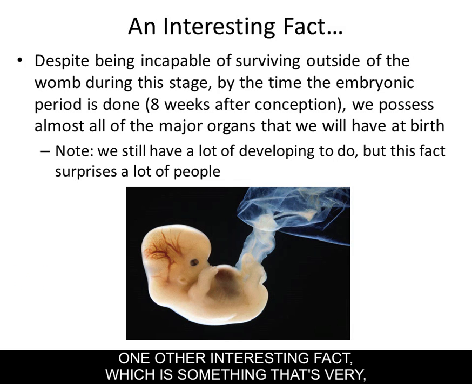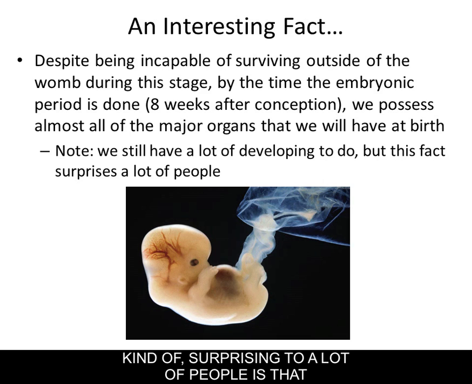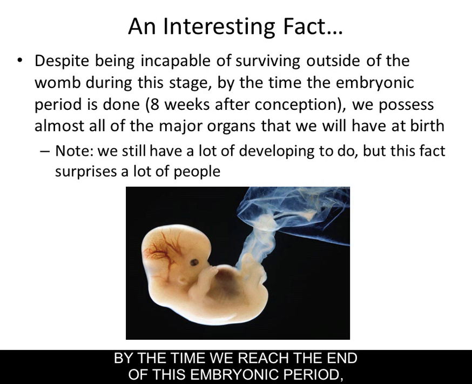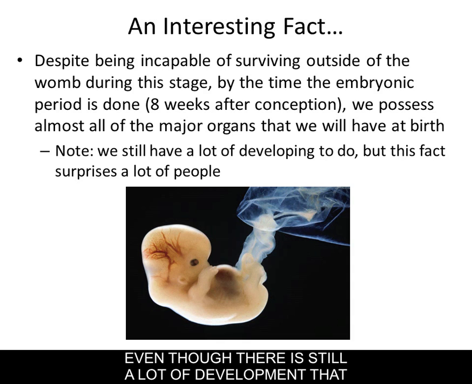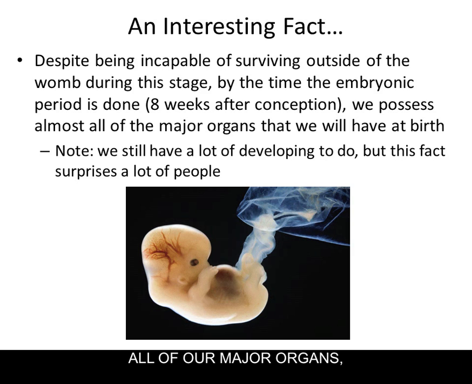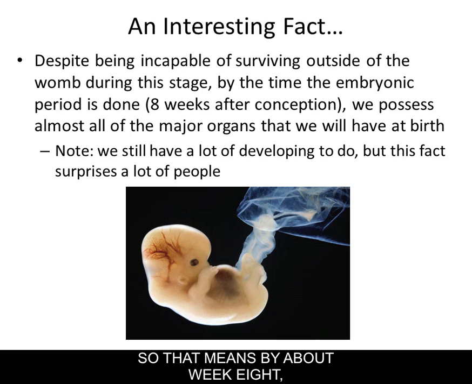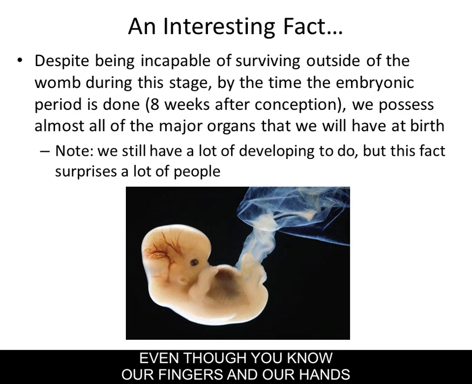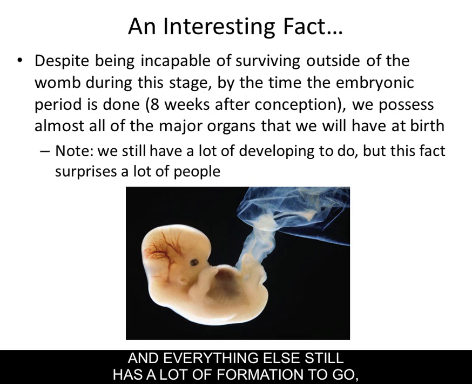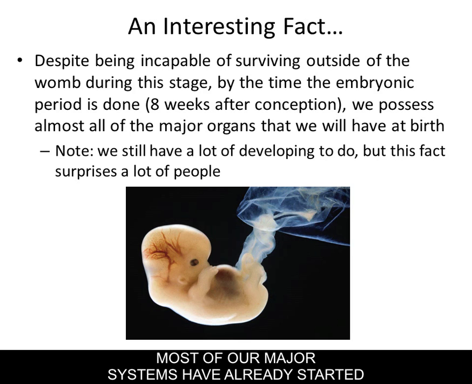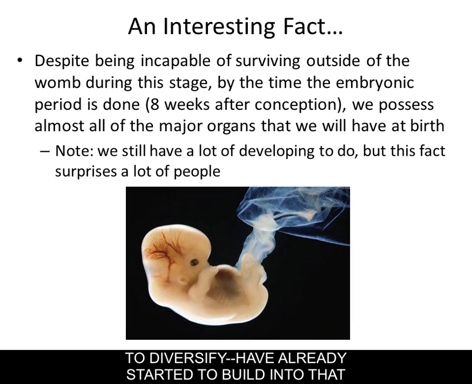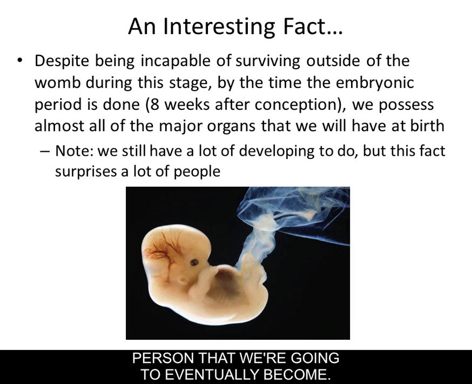One other interesting fact, which is something that's very surprising to a lot of people, is that by the time we reach the end of this embryonic period, even though there's still a lot of development that actually has to take place, all of our major organs, all of our major systems have already started to form. So that means by about week 8, even though our fingers and our hands and everything else still has a lot of formation to go, most of our major systems have already started to diversify, have already started to build into that person that we're going to eventually become.